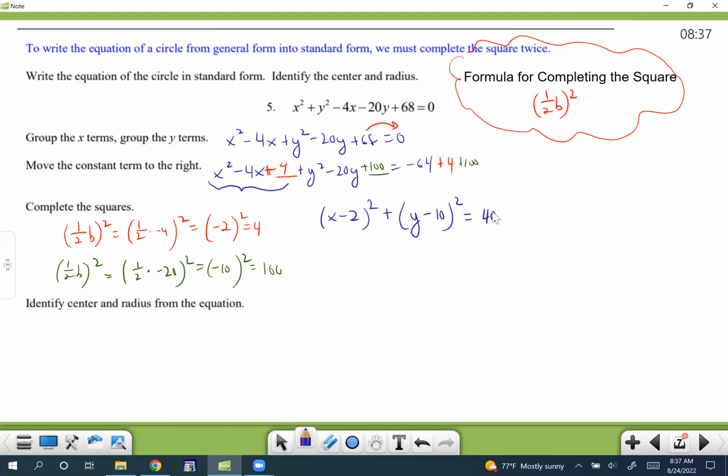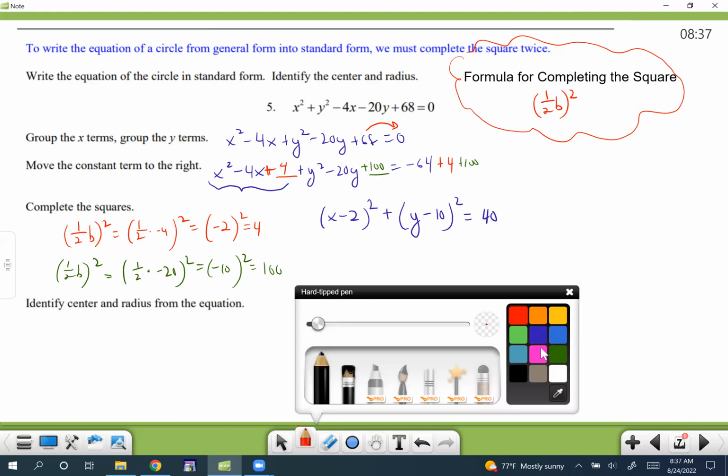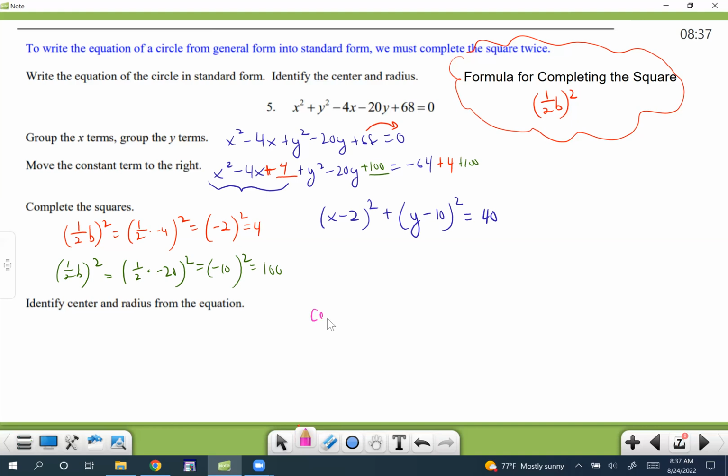Yeah, okay. All right, so we are officially in standard form here. So we should be able to identify the center and the radius, okay? So let's come in here and get the center. Now remember, you're just changing the signs. If it's a -2 here, it's a +2 here. If it's a -10 here, it's a +10 here.